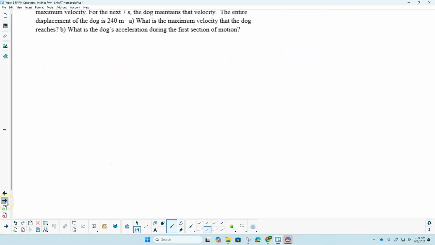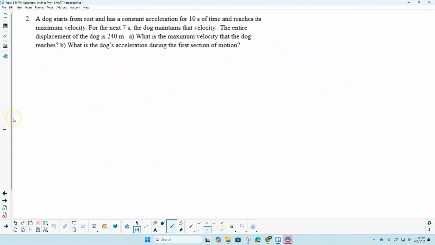All right, so moving on. The next problem is a little bit harder because it's a little convoluted. We have this object or dog, so I'm just going to draw a dot for the dog. It starts from rest, so write the word rest. It has a constant acceleration for 10 seconds.